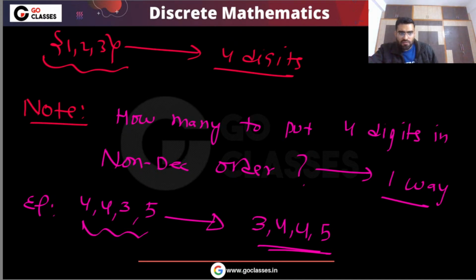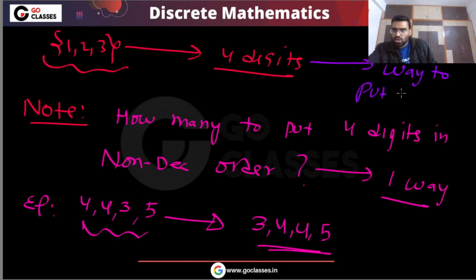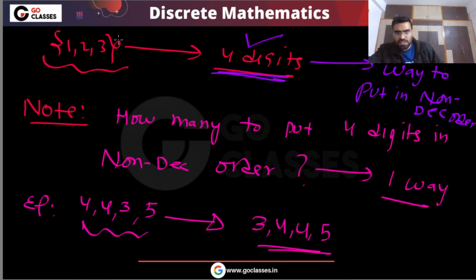So you can notice, once you have these four digits, now only one way to put them in non-decreasing order. So basically the question is, how many ways are there to select four digits from these three digits?